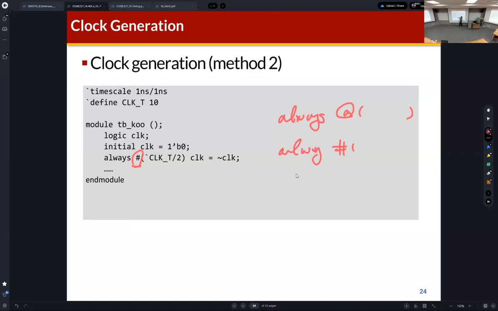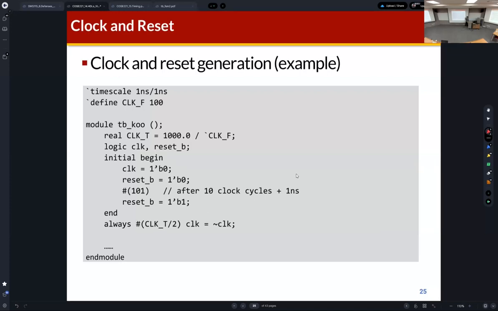So always means that if this condition is true, then this statement will be executed. It's the same: the clock is inverted every 5 nanoseconds. Okay, so this is the delay. After the always, you can find that this is the delay condition, so every 5 nanoseconds, the clock signal is inverted. This is the same meaning. So we can generate the clock signal like this, using always and sharp, and we can generate a clock signal inside of the test bench. So we may also require a reset signal, right?